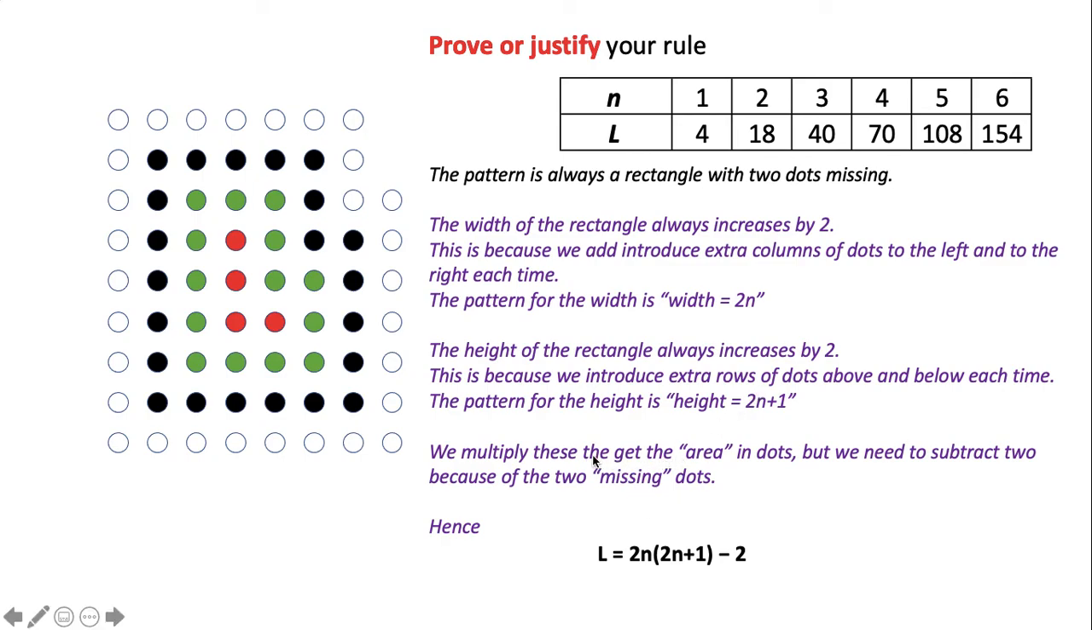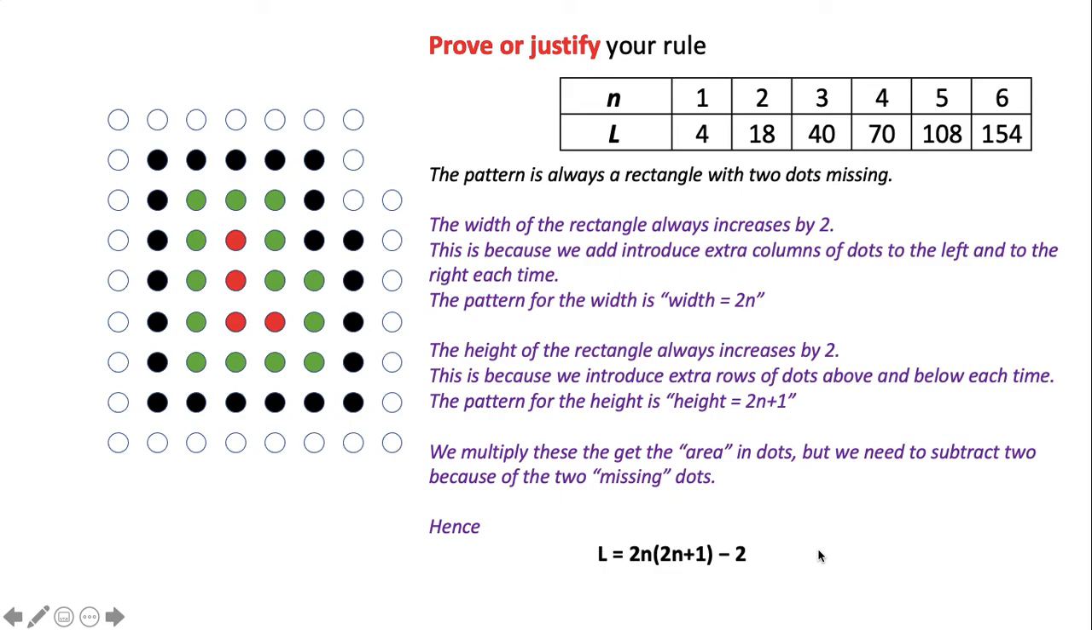We multiply these to get the area in dots. But we need to subtract 2 because of the 2 missing dots. Hence the rule is L equals 2n, brackets 2n plus 1 minus 2.